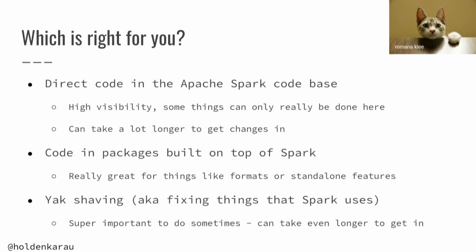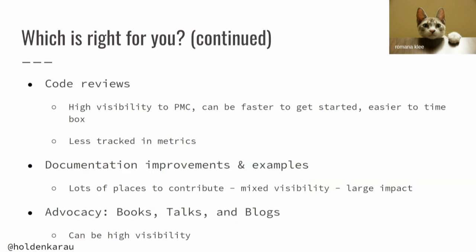Fixing things that Spark depends on is really great, but you have to be the kind of person who's okay with a 6 to 8 month delayed gratification, because you'll fix a problem in a thing that Spark is using, and then Spark will have to have a release, and we only update dependencies normally in major version changes, so it takes a while for those changes to actually be visible to you.